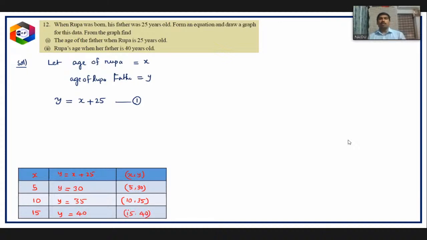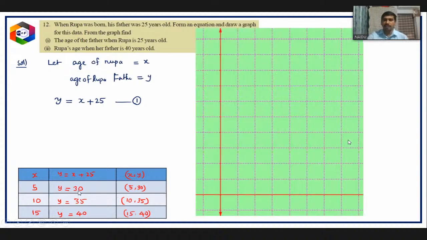So now the ordered pairs are completed, or the solution for this equation is completed. Again, our aim is to take the graph sheet and plot on it. Let us draw the graph sheet first. Here is the graph sheet.